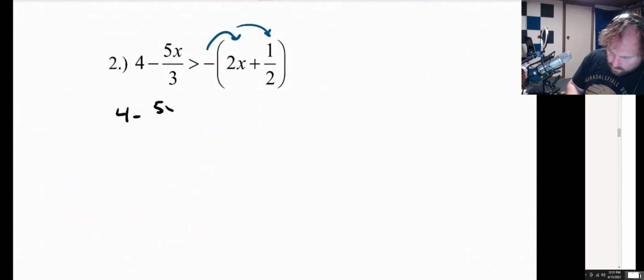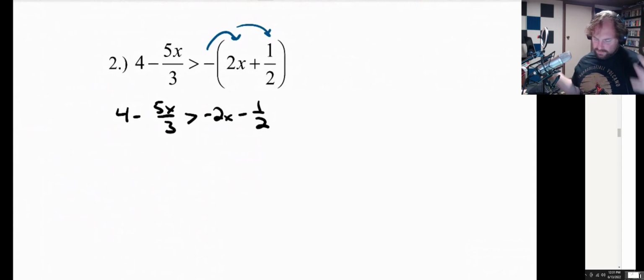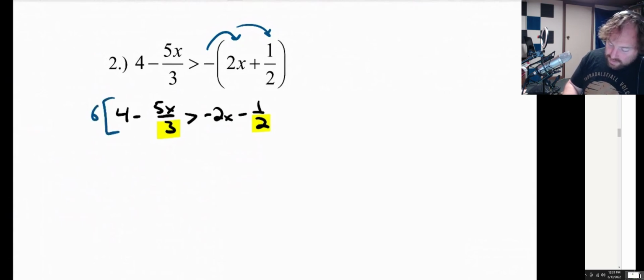And 5 minus 4x over 3 is greater than negative 2x minus 1/2. It's a good idea, I think, at the start of this problem to just multiply everything by 6. We saw that strategy in a previous problem. If you multiply everything by 6, it'll cancel out all of the fractions, and the greater than sign will be unaffected.